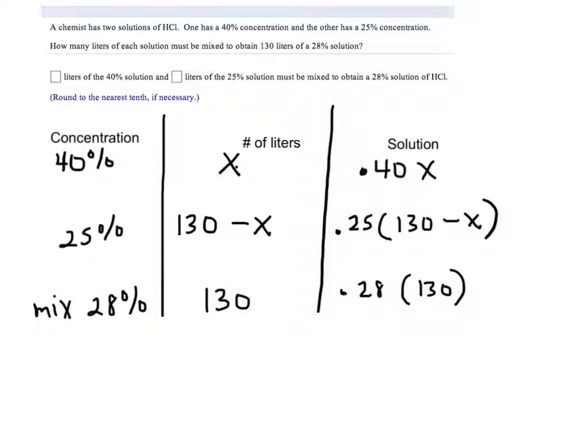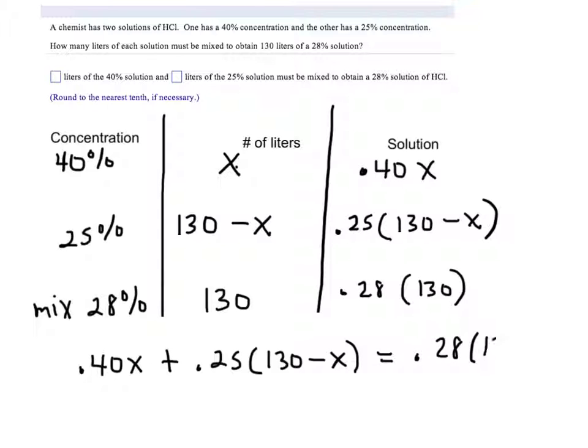Then what I'm going to do is take my top two rows again, and they have to add together to get my bottom row. So this helps me write my equation. So my equation will be 0.40x plus 0.25 times 130 minus x is equal to 0.28 times 130. And this is the equation that I will be using to solve my problem.